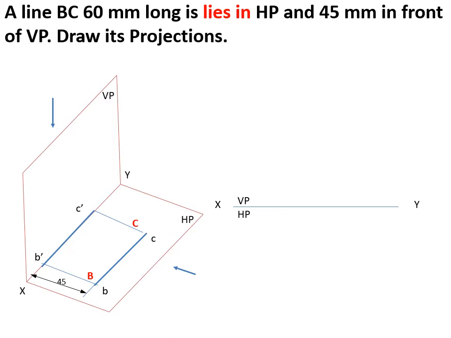You can pick any point on the XY reference line. Start, draw the line of 60 mm long. Nothing but B dash and C dash as the front view of the line BC. The true length is 60 mm long.